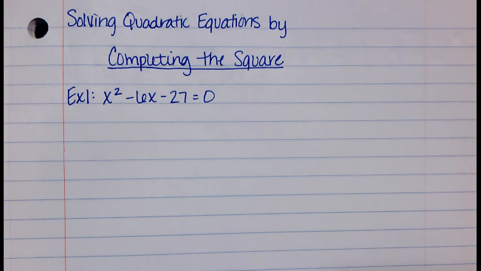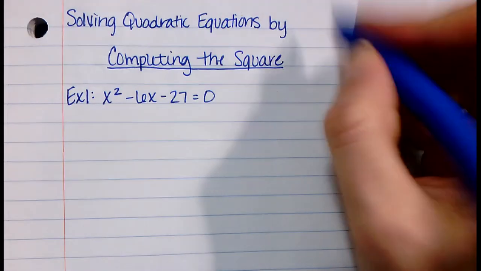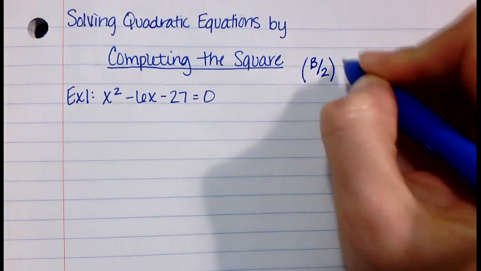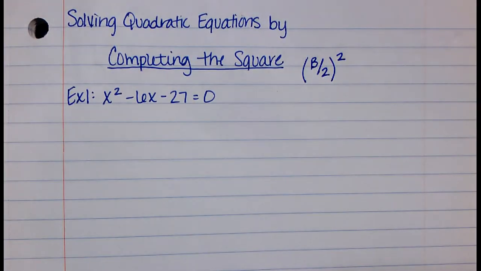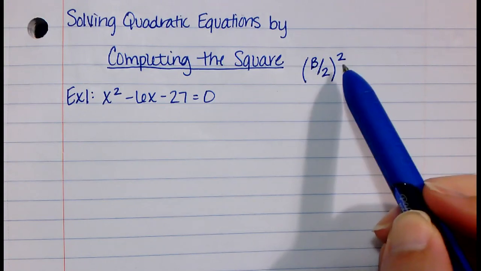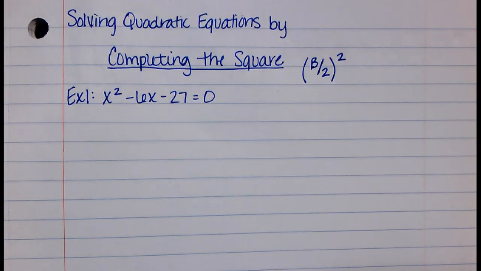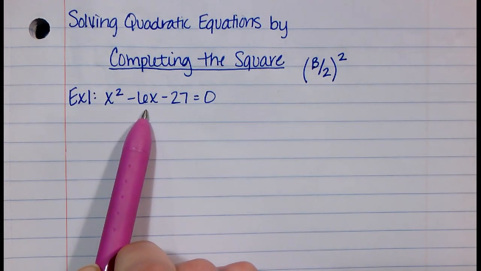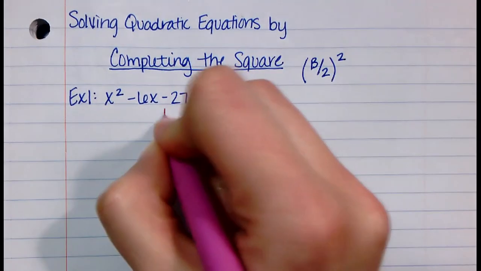What we are going to be doing is taking our b term and dividing it by 2 and squaring it so that we get the special cases to be able to write it as a factor squared. So we're going to be taking our b, dividing it by 2, and squaring it to be able to set this process up. So the first thing we have to do in these problems is to get the x squared and the x by itself. So we're going to add 27 to both sides.